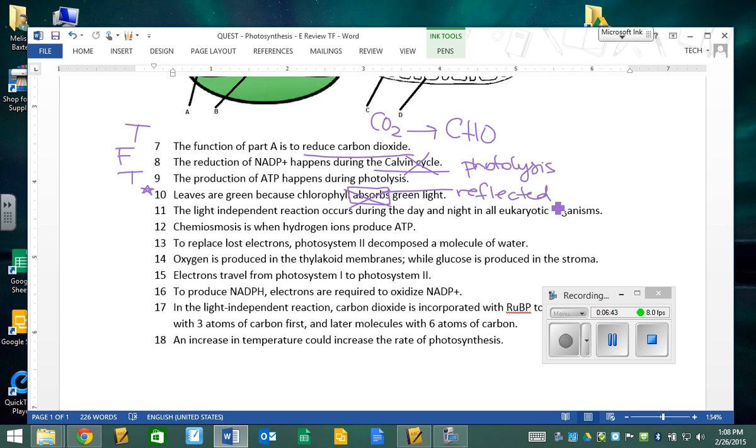So chlorophyll does not absorb green light. It is the color that is the least important for chlorophyll. So that is why plants with chlorophyll look green. So that makes this one false.